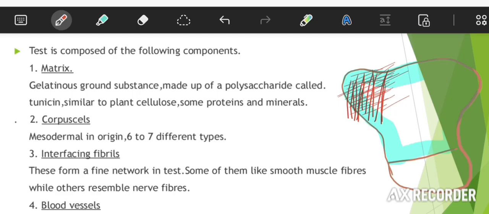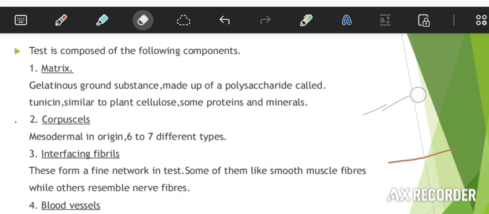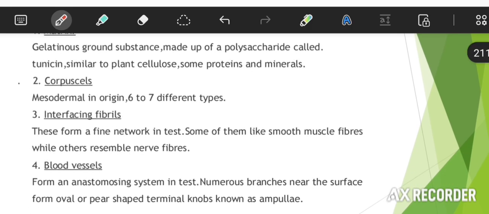Some of them are like smooth muscle fibers while others resemble nerve fibers. How are our smooth muscle fibers? These are the smooth muscle fibers which are non-striated. So some represent this and the others represent the nerve fibers. Blood vessels form an anastomosing system in the test.